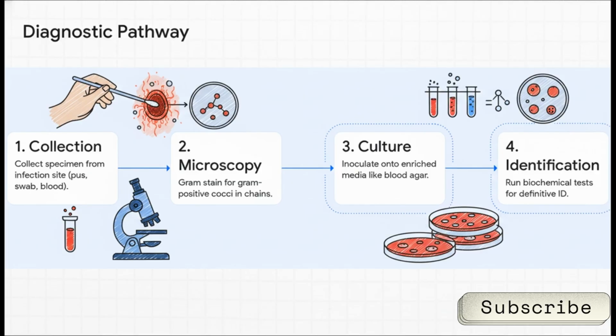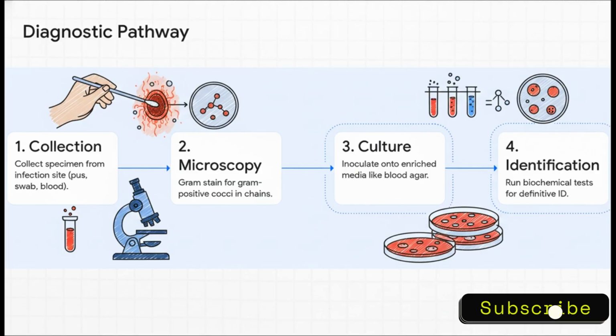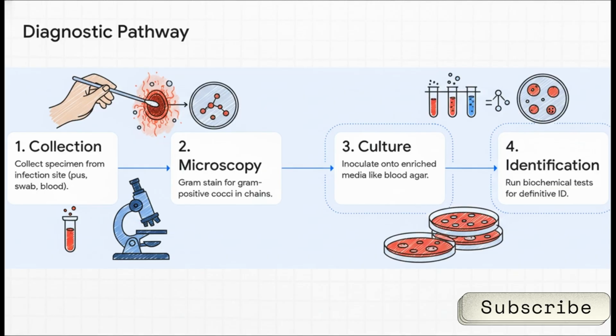From there, we take a quick peek under the microscope for some initial clues. Then we culture the sample on agar to grow the bacteria in huge numbers. And finally, we use specific biochemical tests to make the definitive ID.